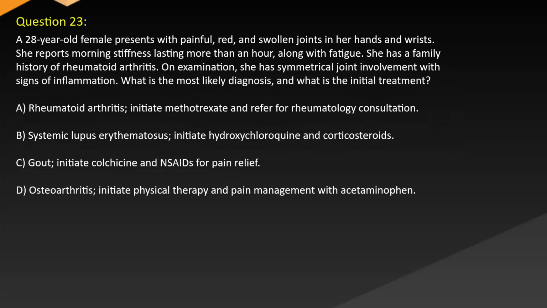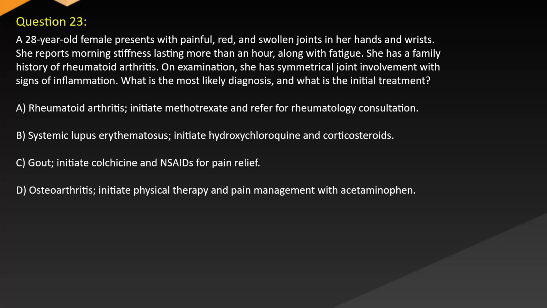Question 23. A 28-year-old female presents with painful red and swollen joints in her hands and wrists. She reports morning stiffness lasting more than an hour. Along with fatigue, she has a family history of rheumatoid arthritis. On examination, she has symmetrical joint involvement with signs of inflammation. What is the most likely diagnosis and what is the initial treatment?